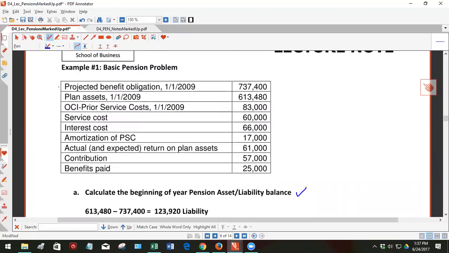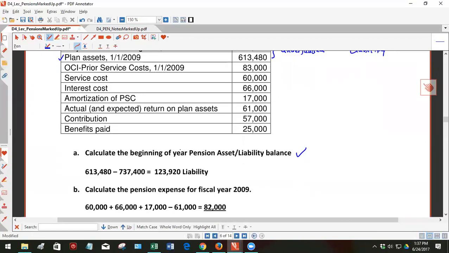Up in the information, you have the PBO and the plan assets. The net amount of those two is the pension asset or liability. So 737 is greater than the 613,480. This is underfunded, which is an actuarial term. So it also means that this is a pension liability. And in part A, we see the calculation of the difference. Once again, because the obligation is greater, it results in a liability.